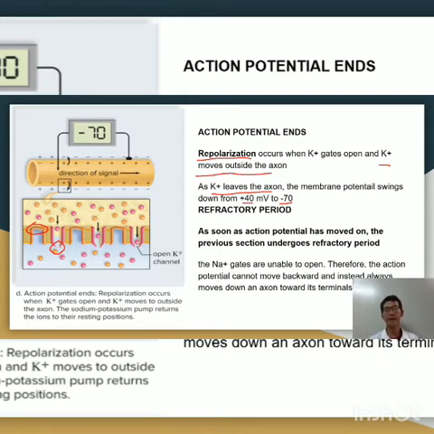Now the last part of the action potential is the refractory period. So what is this refractory period? As soon as the action potential has moved on, the previous area undergoes the refractory period. The refractory period is very important. It makes the sodium gates unable to open, so the action potential cannot move backward and instead moves down the axon until it reaches the axon terminal. So that is the end of the action potential.